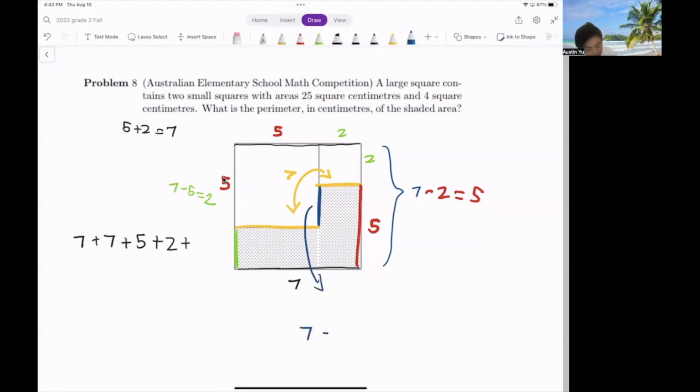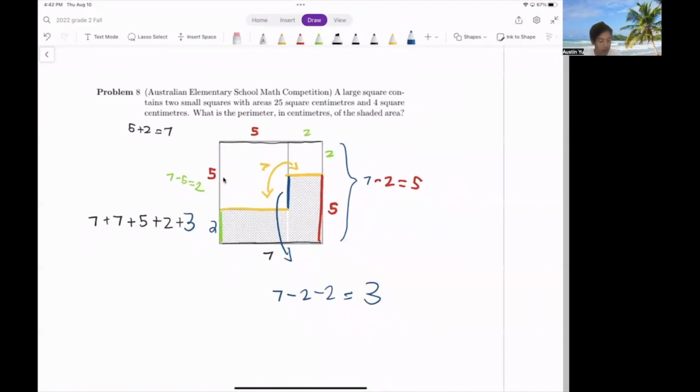This would just be 7 minus 2 minus 2 again, because as you see here on the top, there is a 2 on the top right side, and then there is a 2 at the bottom left side as well. So therefore that's 7 minus 2 equals 3. Therefore, once you add all this together, you get 24. So the perimeter in centimeters of the shaded area is 24.